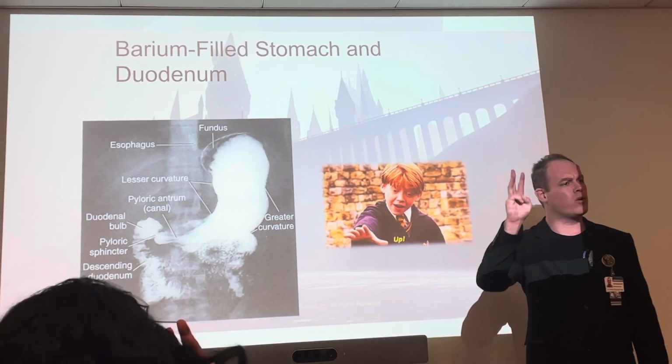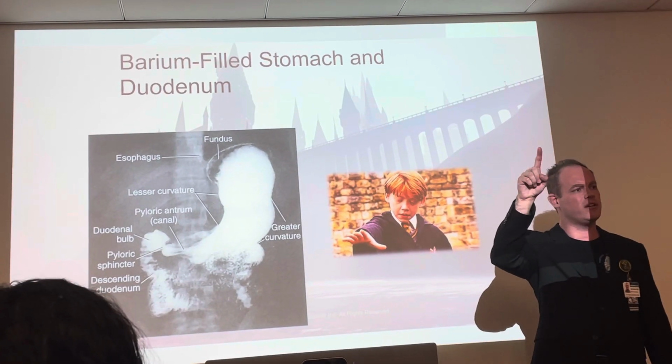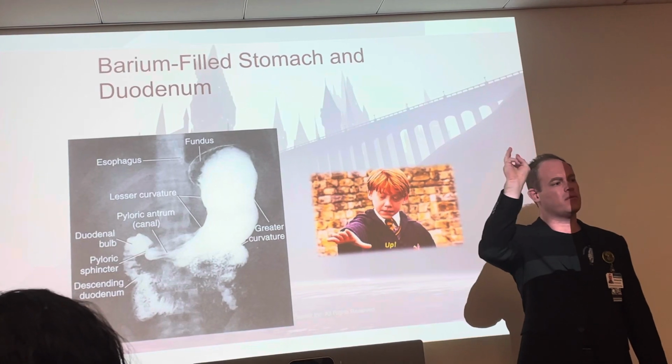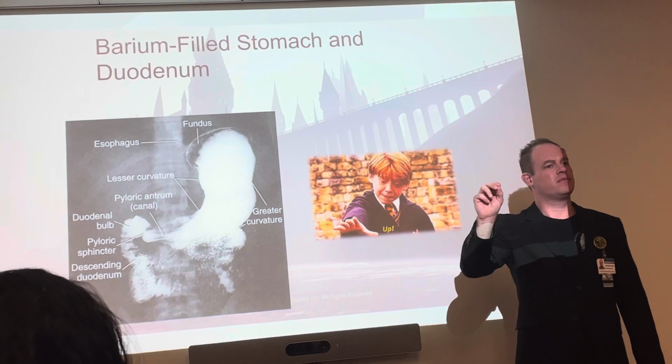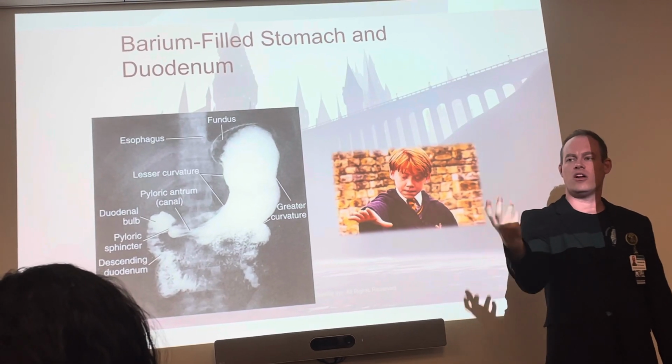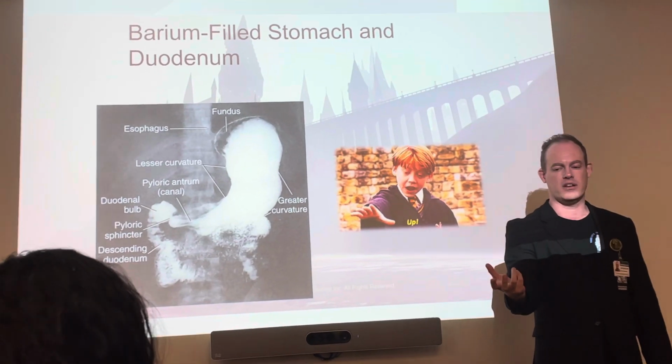Now, what were the three main portions of the small intestine called, guys? Duodenum, jejunum, ileum. Which one's the shortest and the widest? Duodenum. Which one is the longest? Ileum. Ileum, very good.